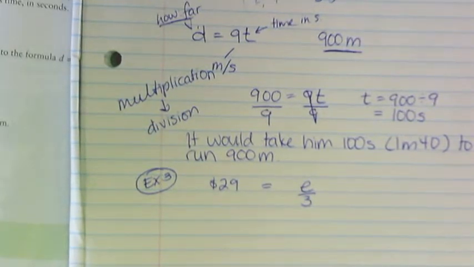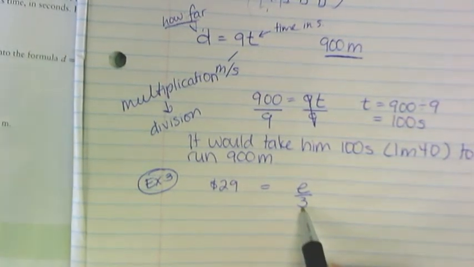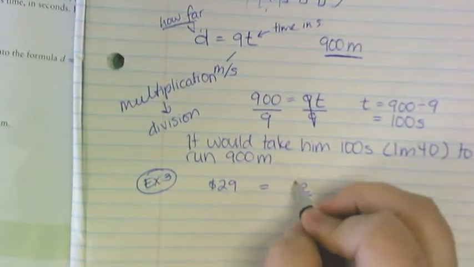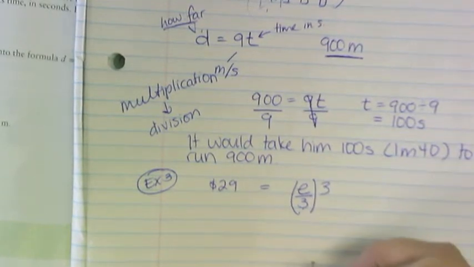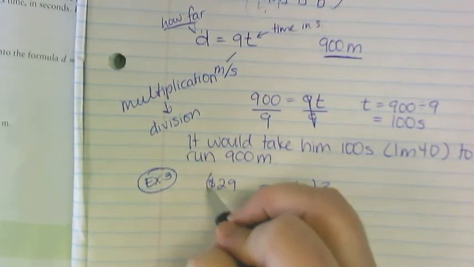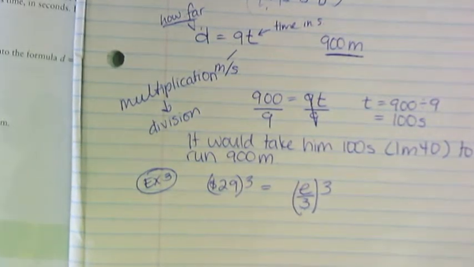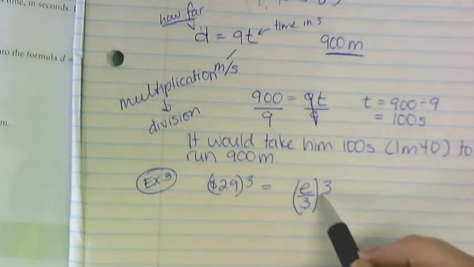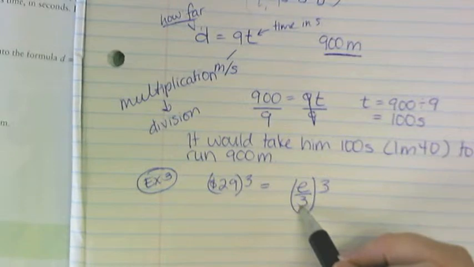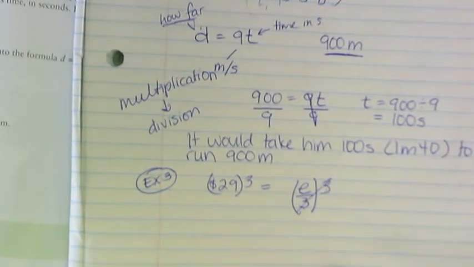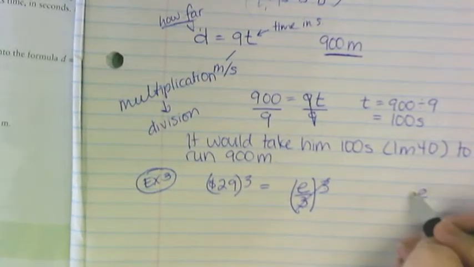Again, opposite operation. What are we going to multiply both sides by? Yes? 3. If we're dividing by 3, we want to isolate the variable. So we multiply by 3 on this side. Whatever you do to one side, you do to the other. You multiply by 3 on this side. 3 divided by 3 cancels each other out, so we've got E on one side.